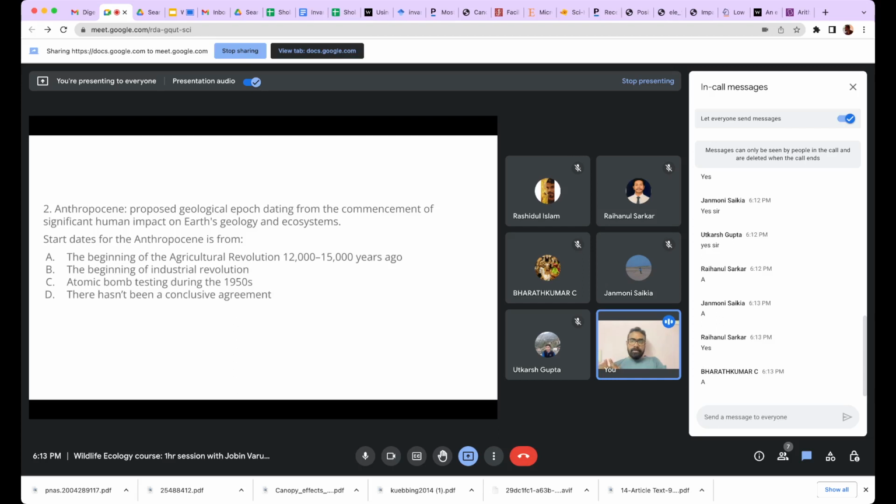So, Anthropocene is supposedly a period where human impact started getting much higher and having an impact on the earth at a much larger scale. So, the question is basically, when does Anthropocene start? Everyone's saying beginning of agricultural revolution, that is like 12,000 to 15,000 years ago.